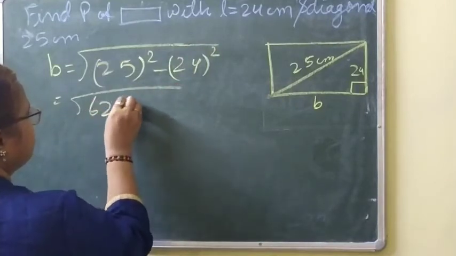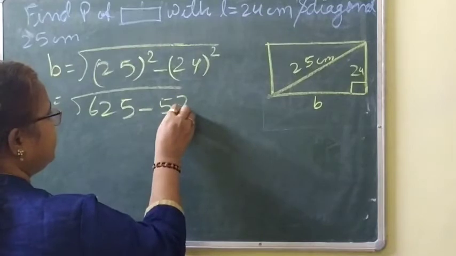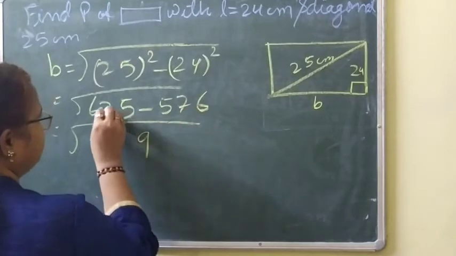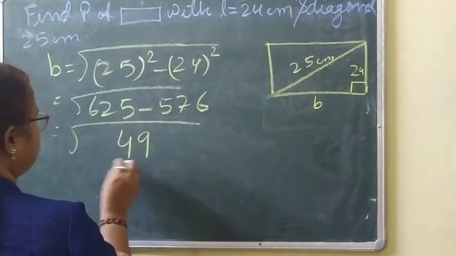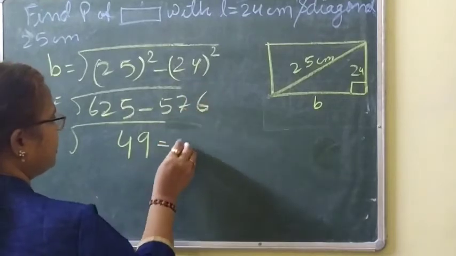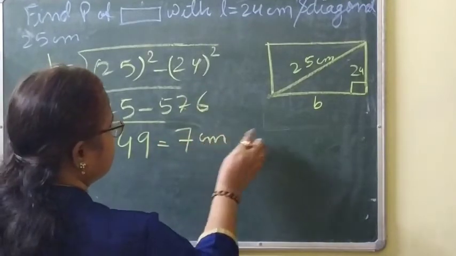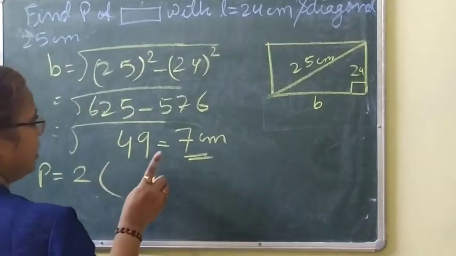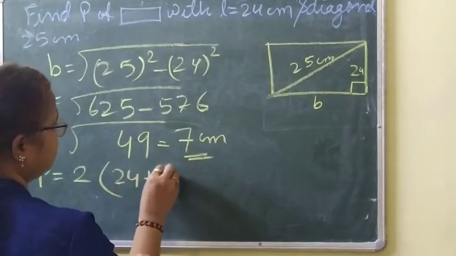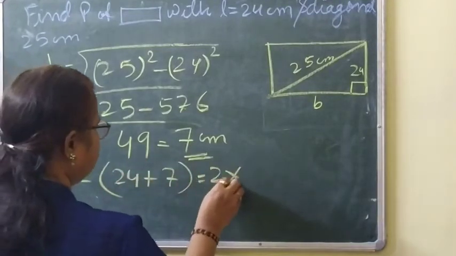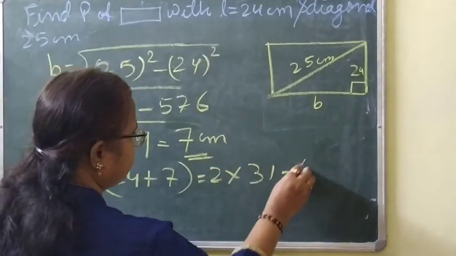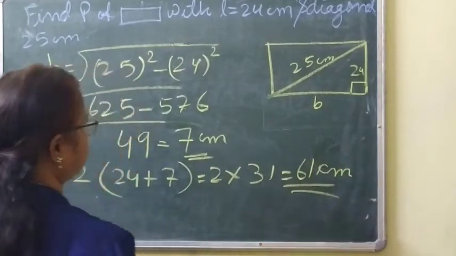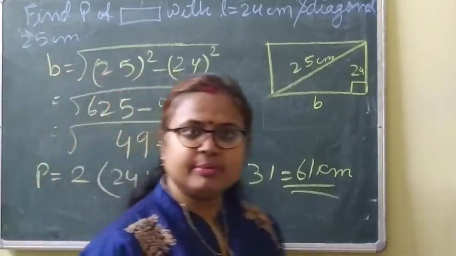So 625 minus 576. When you subtract, you will get 49. And square root of 49 is what? 7 centimeter. So breadth is 7 centimeter. Clear? Then we can find out the perimeter. 2 into L plus B. L is 24, breadth is 7. So 2 into 31, then 61 centimeter. Okay, so like this we can find out the perimeter when length and diagonal of a rectangle is given.